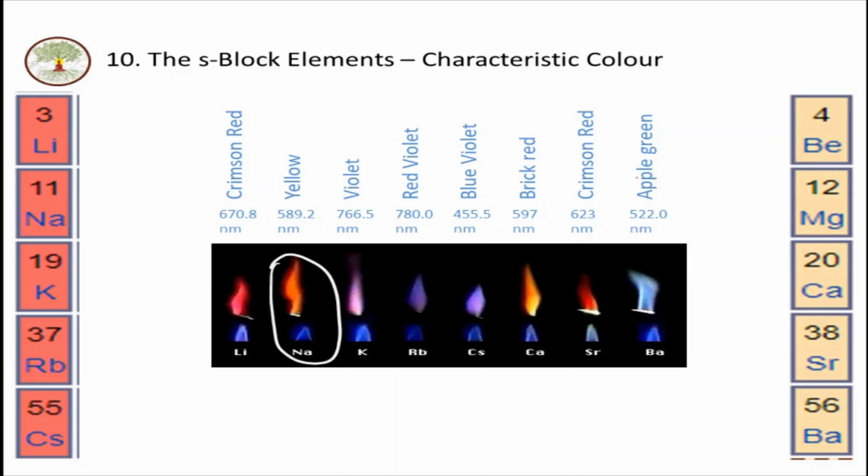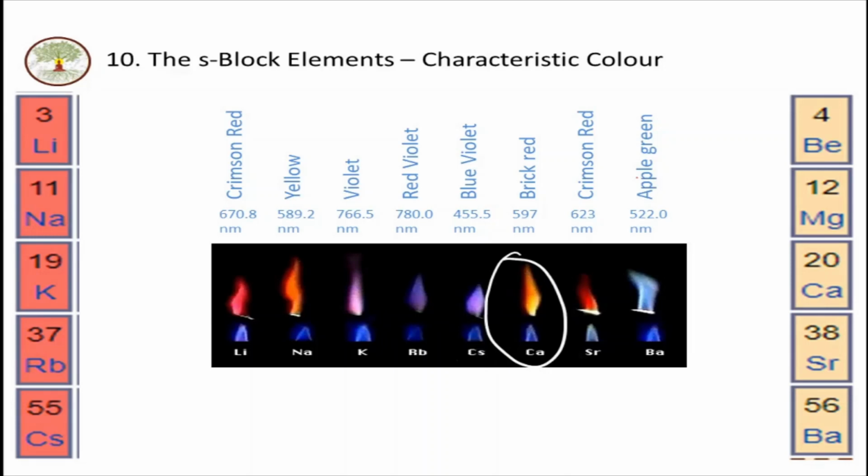Sodium gives yellow color at a wavelength of 589.2 nanometer. Potassium gives violet color at a wavelength of 766.5 nanometer. Rubidium gives red-violet color at a wavelength of 780 nanometer. Cesium gives blue-violet color at a wavelength of 455.5 nanometer.